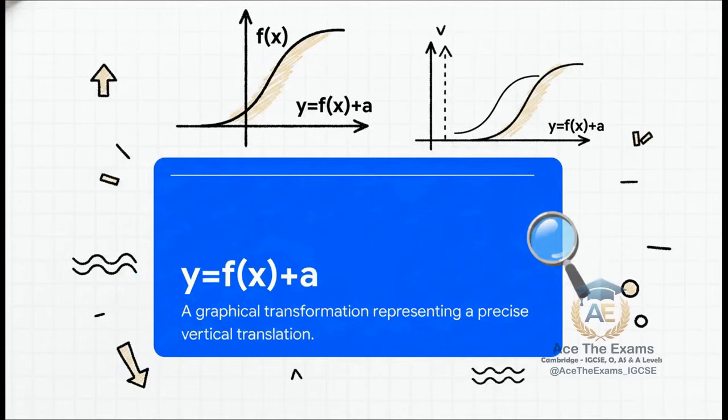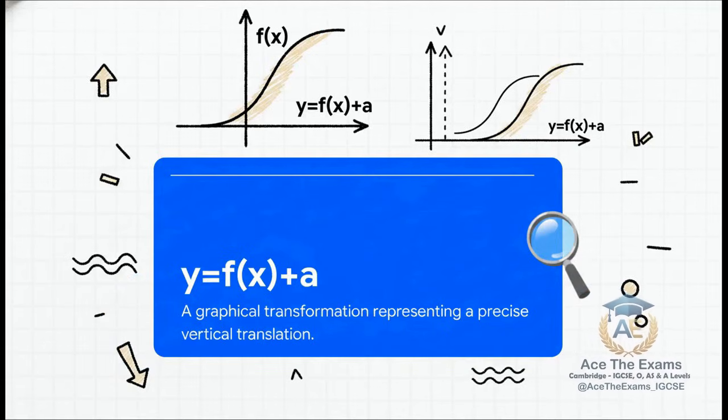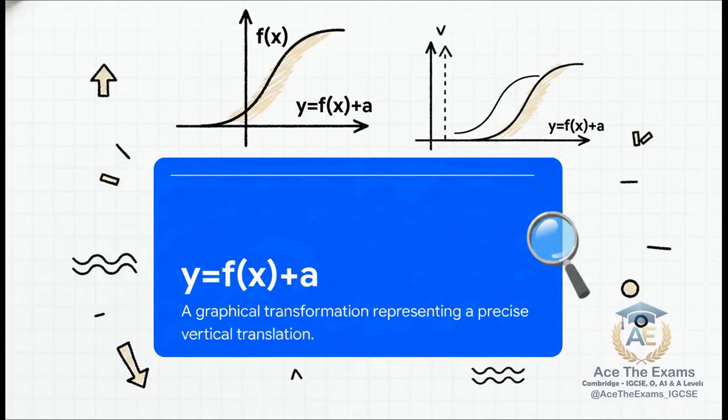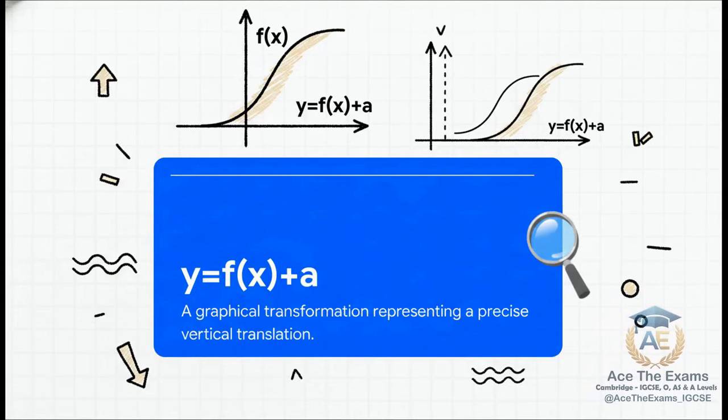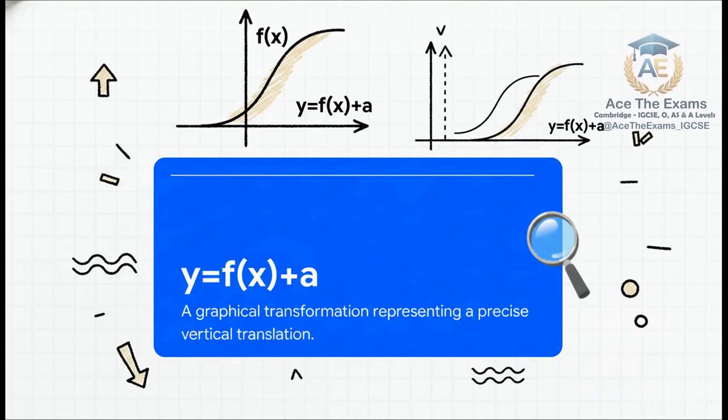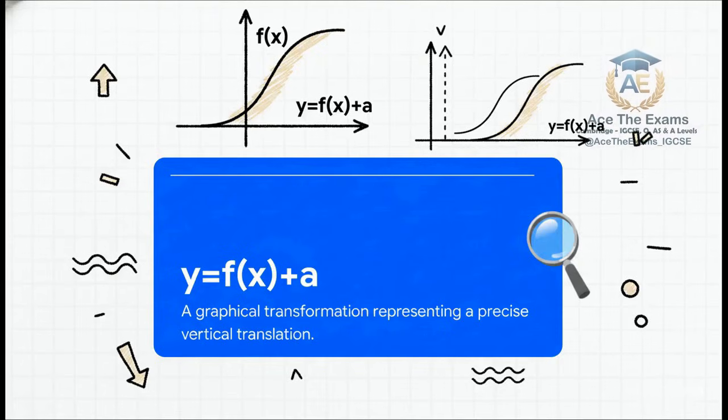To truly master this without feeling overwhelmed, we need to apply the Zen of decoding command words. When Cambridge asks you to describe this transformation, they aren't looking for a casual observation. They want the precise terminology. You are taking the entire geometric function and shifting it uniformly up or down the y-axis.